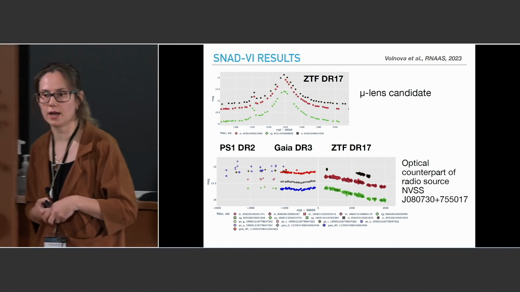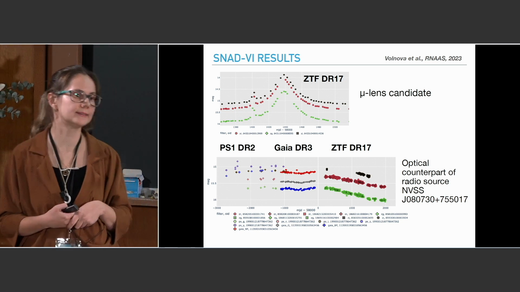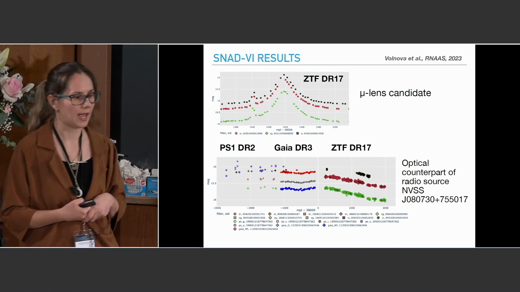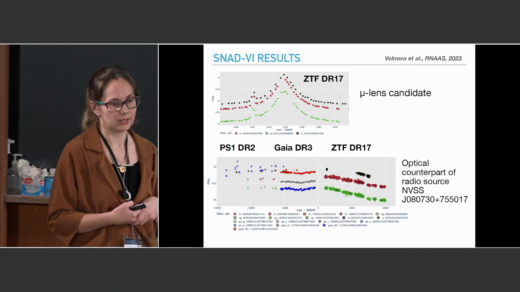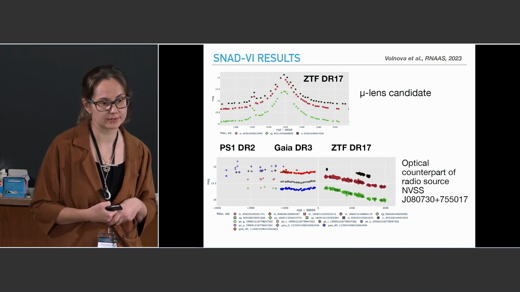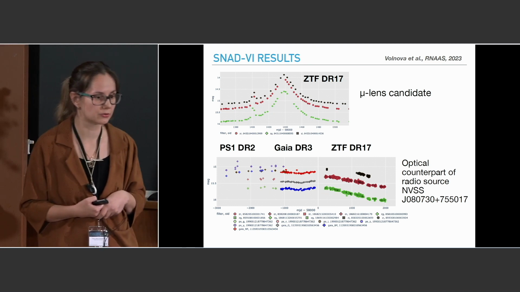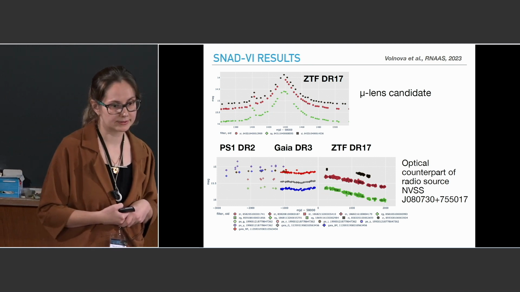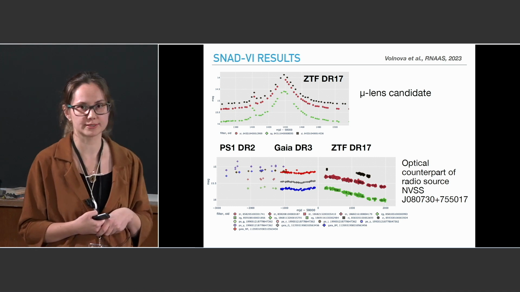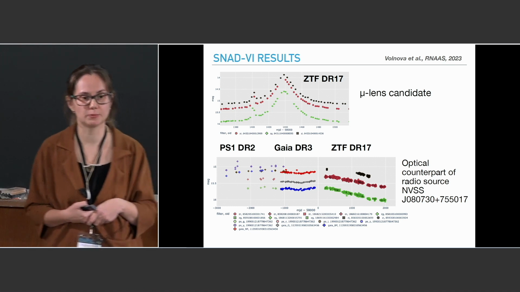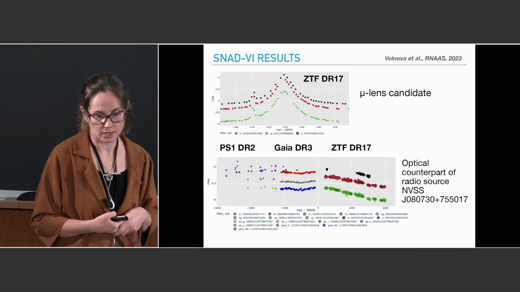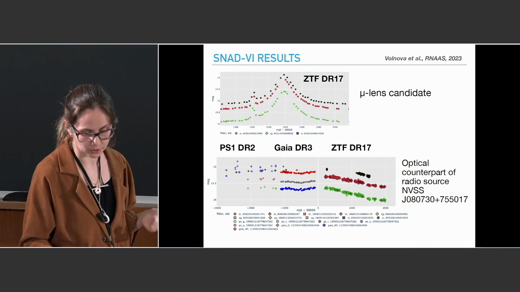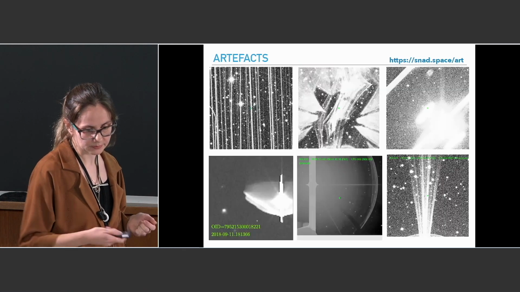Every year, our team, the SNAD team, organizes so-called workshops. And during the last one, this summer, we also discovered a few very interesting transients. Here you can see a few examples. The first is a binary microlensing candidate, and another one is an optical counterpart of some radio source.